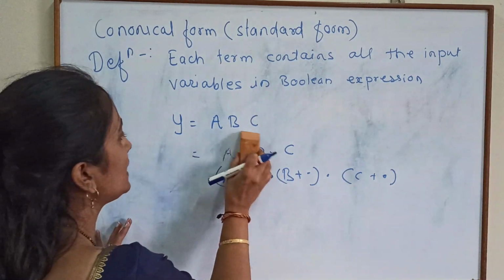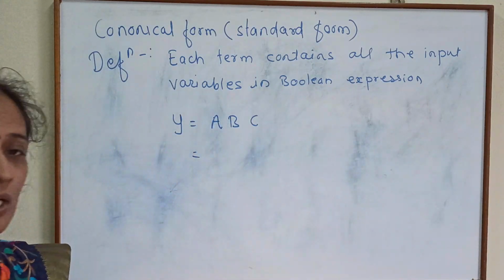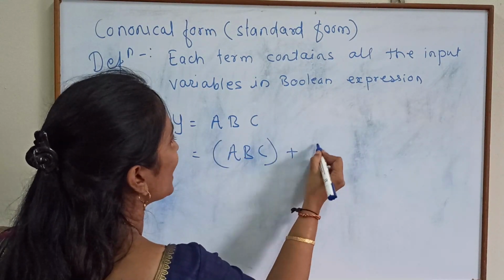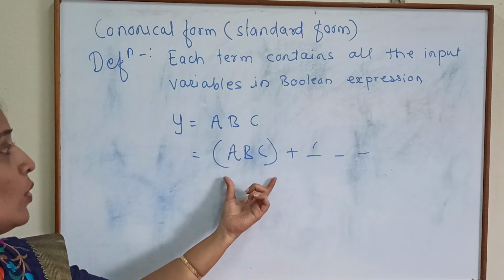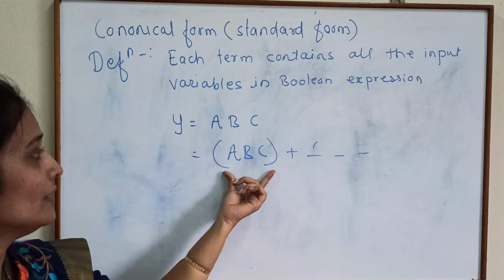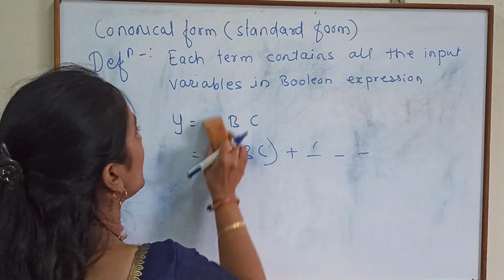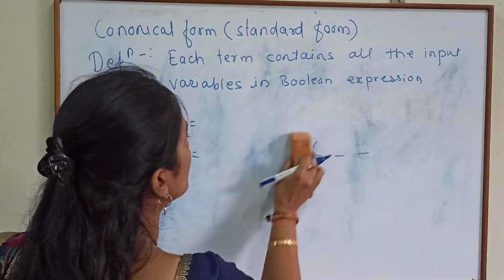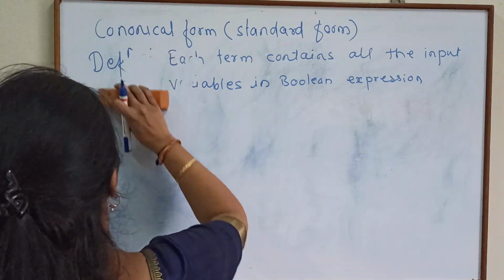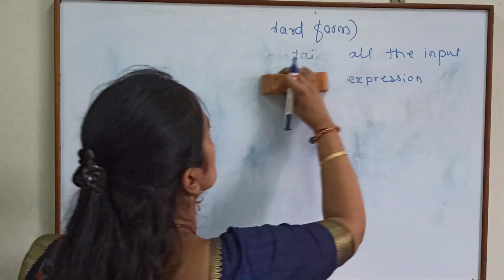If I want to write this term as a sum of product, then how can I write it? ABC is the product, plus nothing. Only one term is there in the sum of product. Therefore, we can represent any Boolean expression in SOP or POS form. This is standard or canonical form.